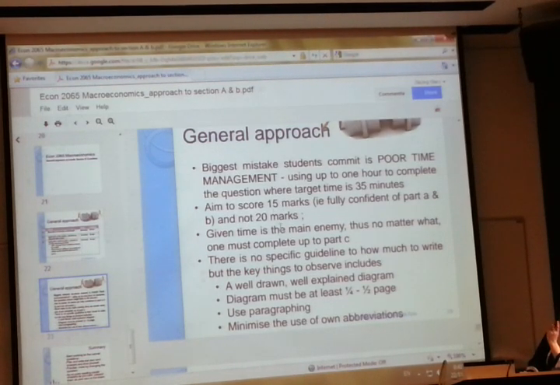Time is always the enemy. So the moment time is up, no matter what, you must finish a little bit of part C. If you only finish up to A and B, you literally fail already. So you must be clear. Time is the main enemy.